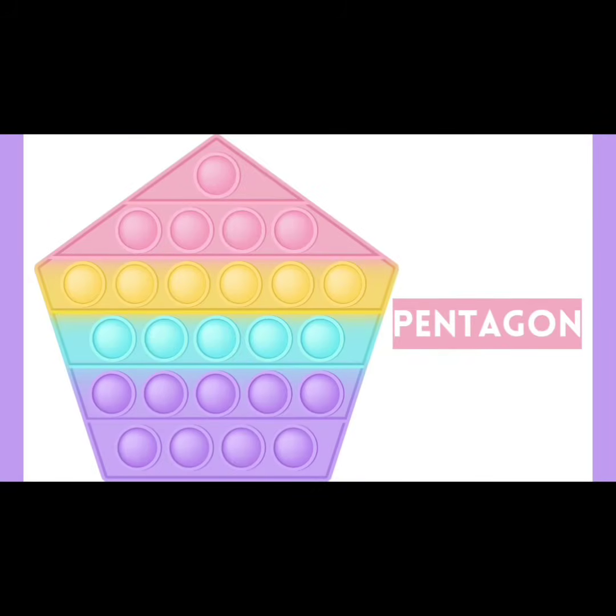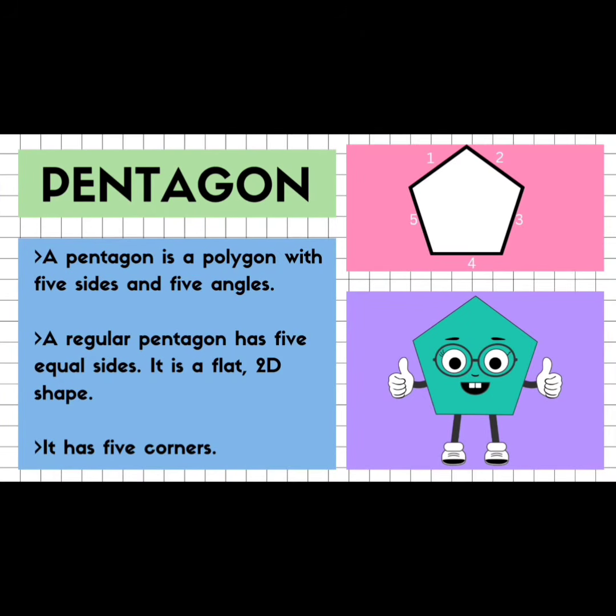This shape is called pentagon. Let's learn about pentagon shape. A pentagon is a polygon with 5 sides and 5 angles. A regular pentagon has 5 equal sides. It is a flat, 2D shape. It has 5 corners.